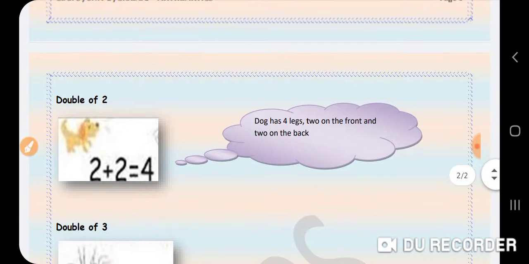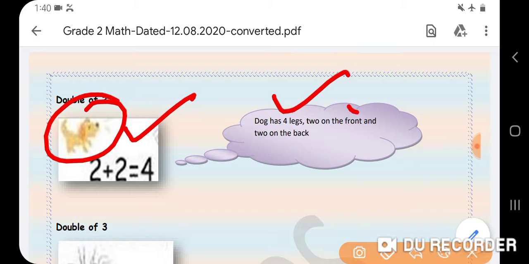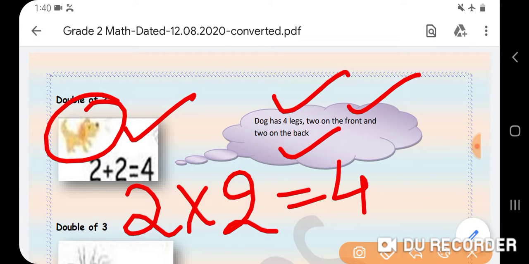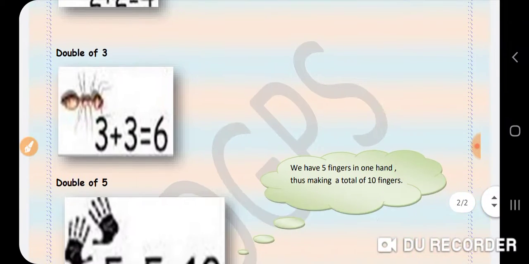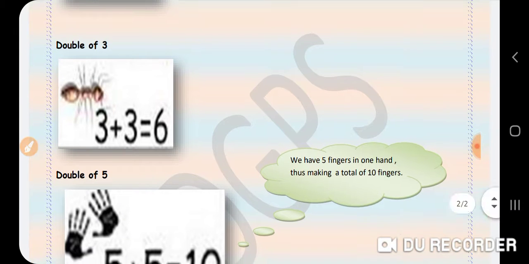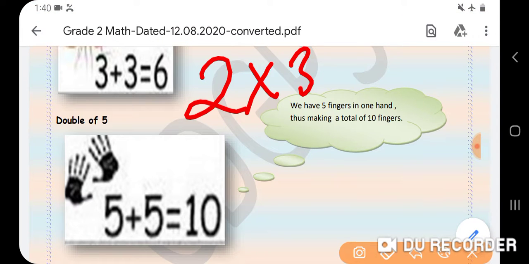In the same way, see, double of 2. Here I am having a dog. He is having 4 legs. 2 on the front and 2 on the back. So 2 plus 2 is 4, or 2 into 2 is 4. Is it clear, dear Goenkans? Now double of 3. 3 plus 3 is 6. Isn't it? Or 2 times 3 is 6. Is it clear, dear Goenkans?